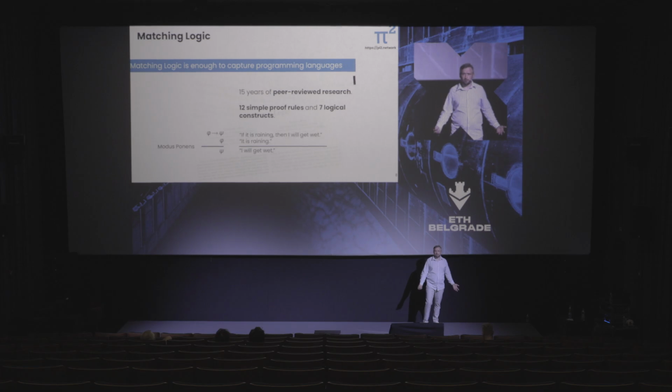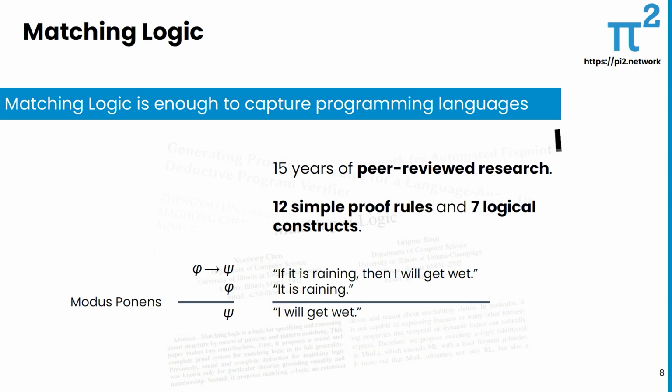So what's the proof by itself? What's its nature? The proof is a specific theorem, written in a specific formally defined language. In logic, we have so-called modal logic, and matching logic is a kind of modal logic. It's defined using separate logical constructs that have a limited set of simple proof rules.